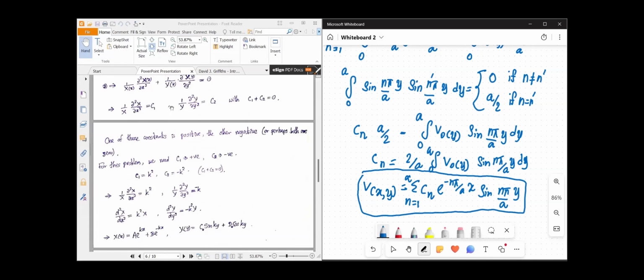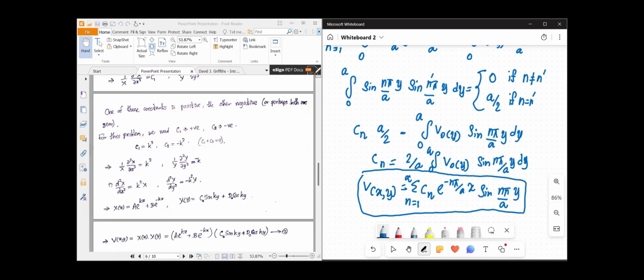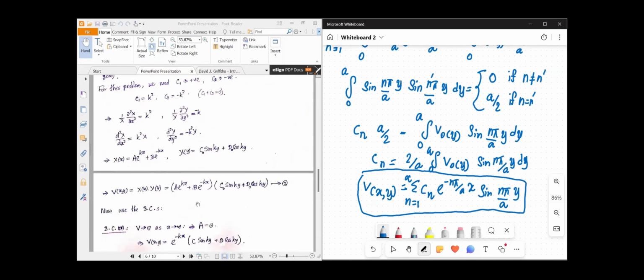So we have C1, in my case, I considered k squared. One of these constants has to be positive and the other should be negative. Then we have two ordinary differential equations, and the solution for the positive term will be in this form, and for the negative term will be in this form. Then we wrote a general solution for the potential, as the product of the functions of x and y.